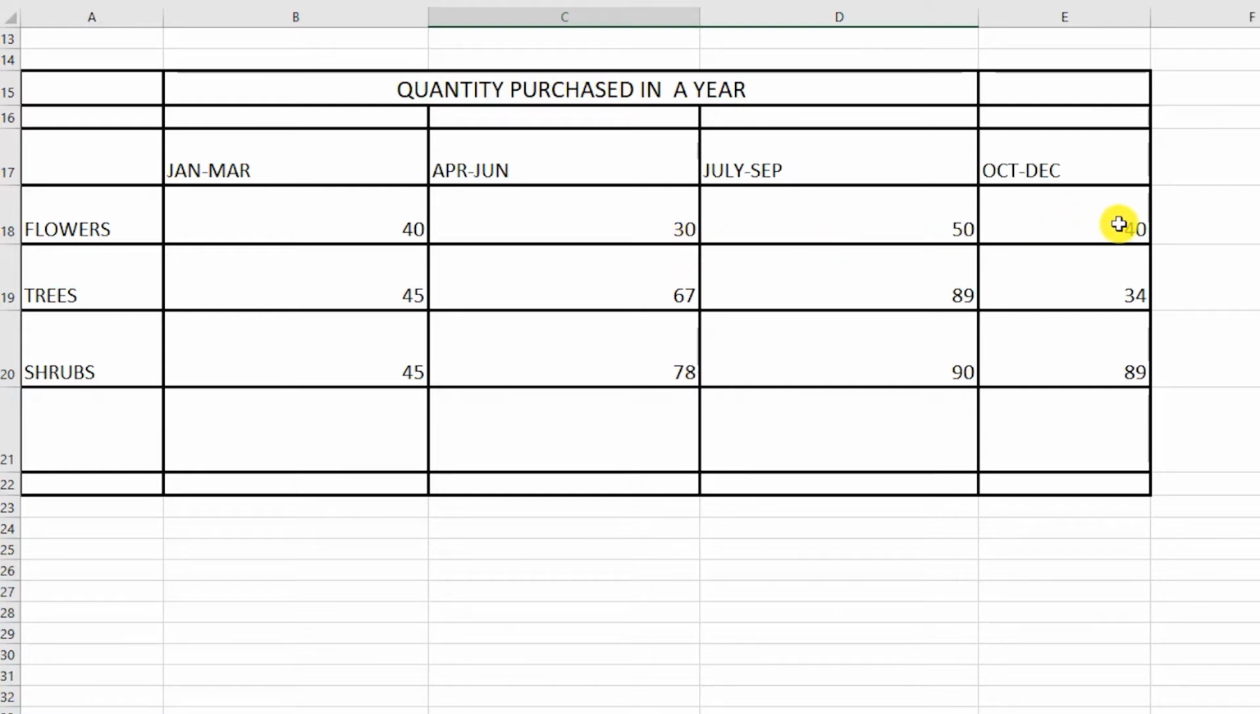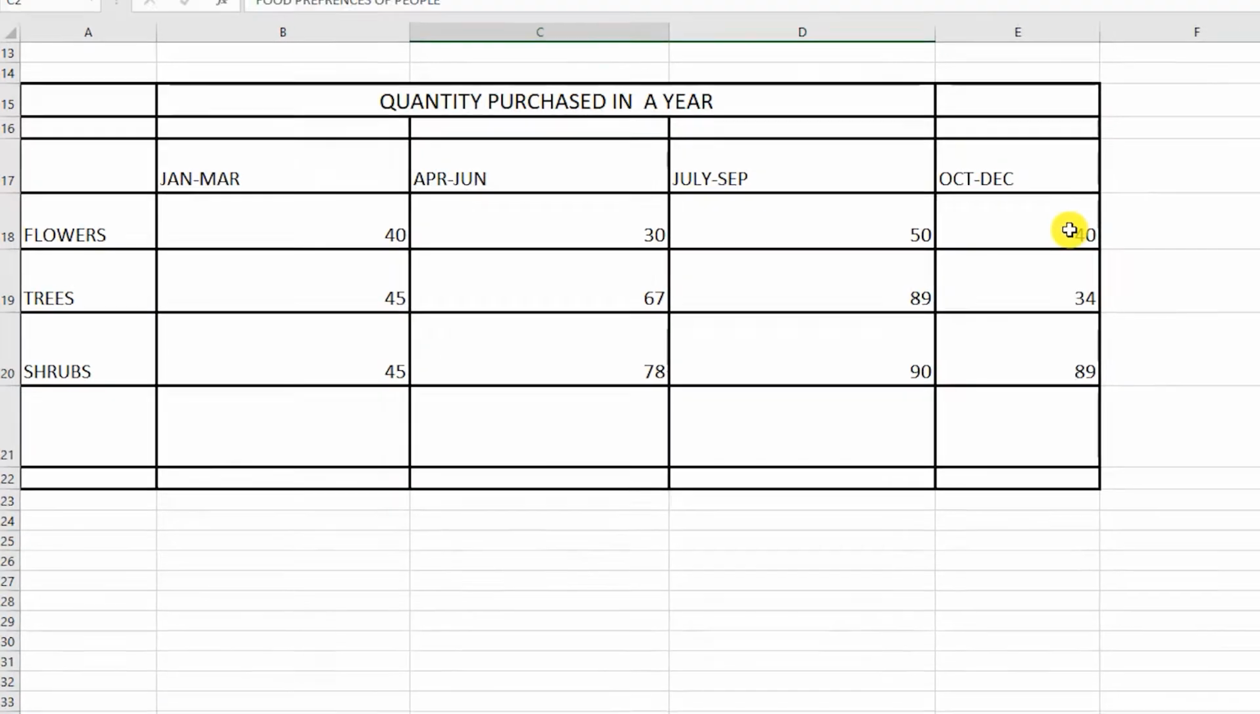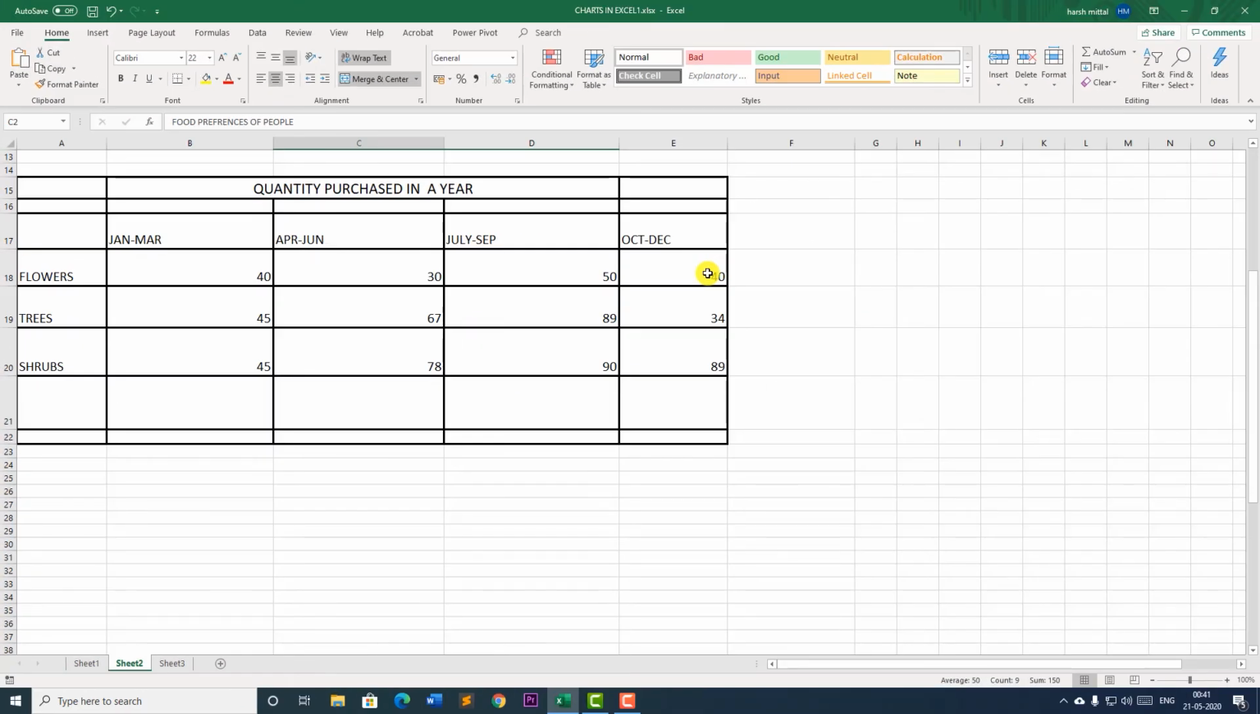Now if the person says, I want to see how much is the sale of flowers in different months. Now see here, he's asking only for one particular category or one particular data series over a period of year. That is, in 1 year, how much was the sale in January to March? How much was the sale from April to June? And July to September, similarly October to December. That means he is comparing the sale in different parts of 1 year of one product.